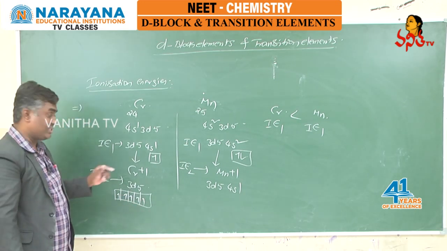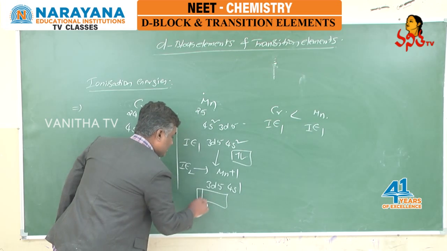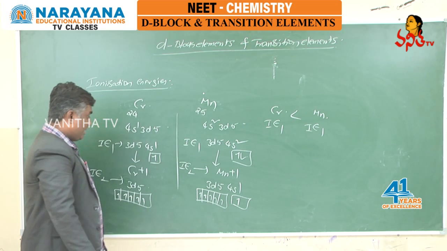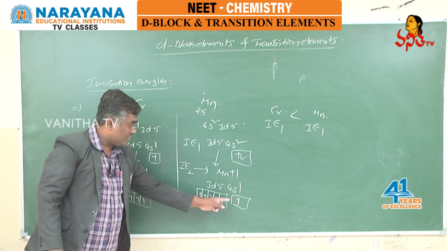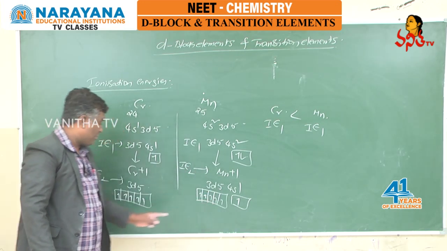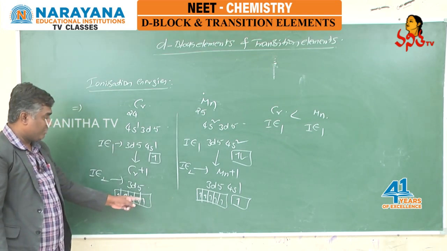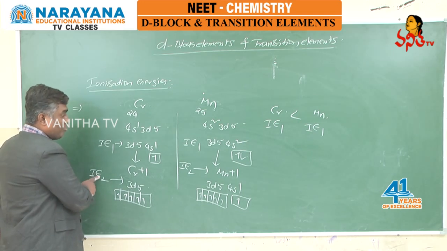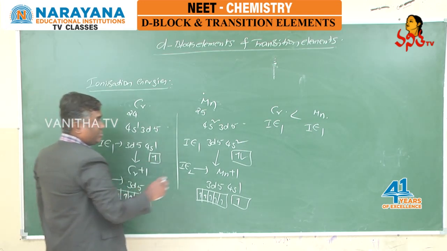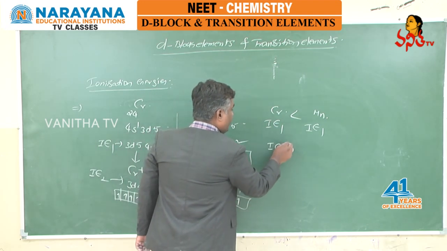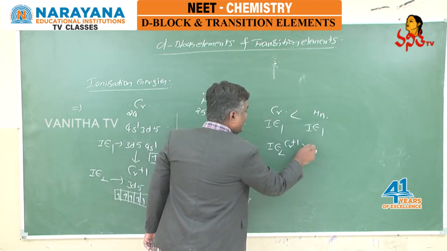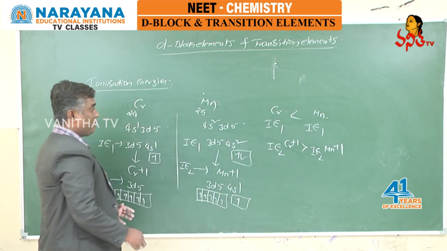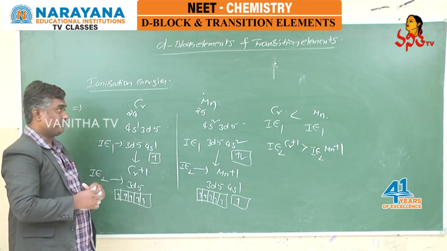Exactly half filled means it is stable, whereas here in this case d5 and 4s1. And here in case of manganese plus 1, it is easy to remove 4s1 electron, whereas in chromium plus 1 it is difficult because exactly half filled, more stable. So IE2 of chromium plus 1 is more stable than IE2 of manganese plus 1. Means IE2 of chromium plus 1 is greater than IE2 of manganese plus 1. Like this we can compare IE1 and IE2, right?